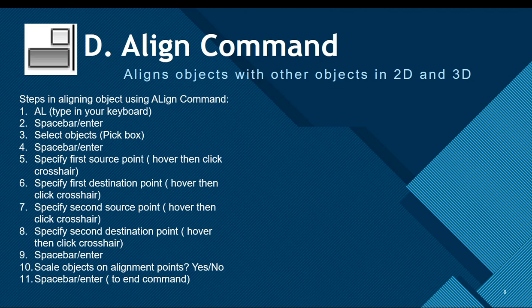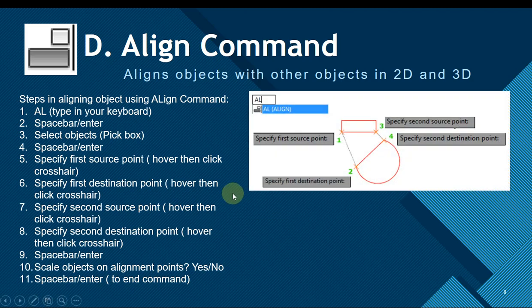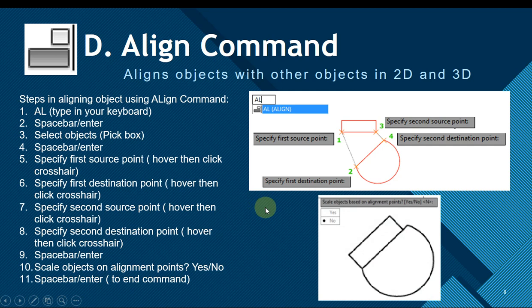Then select the object, pick box. Okay, so we have here two objects, rectangle and a half circular. Then we're going to specify the first source point, to second, to third, and to fourth destination point. Then enter. After entering, you will see that the two objects will connect each other. Not actually connect, but it aligns the object.